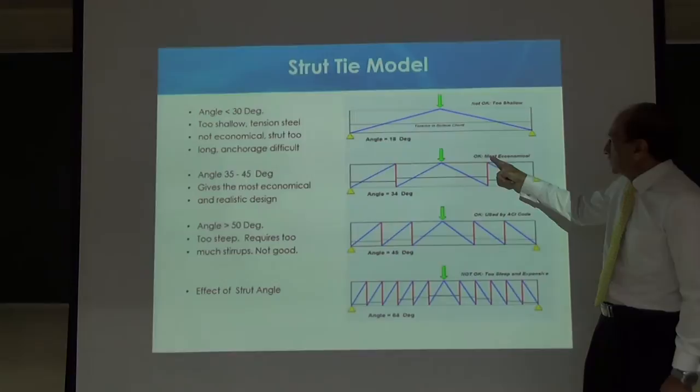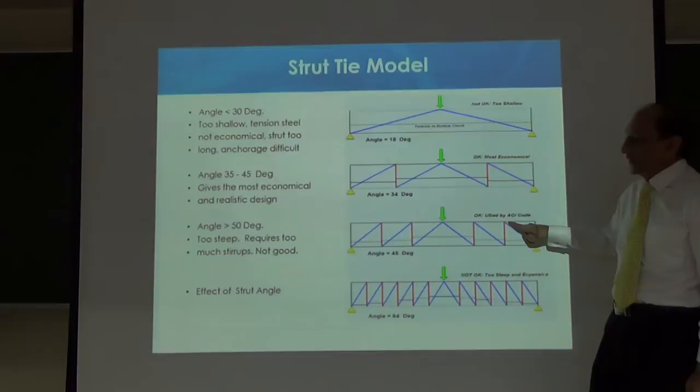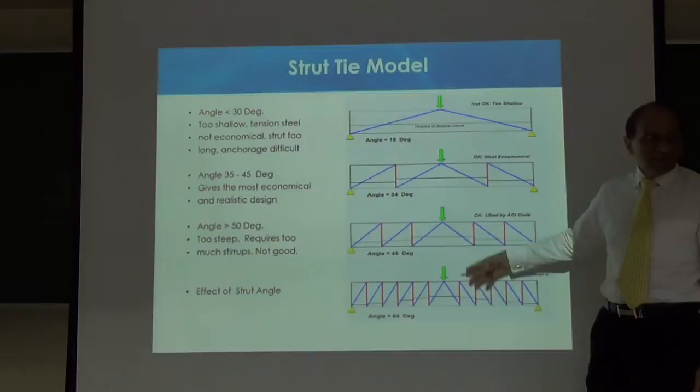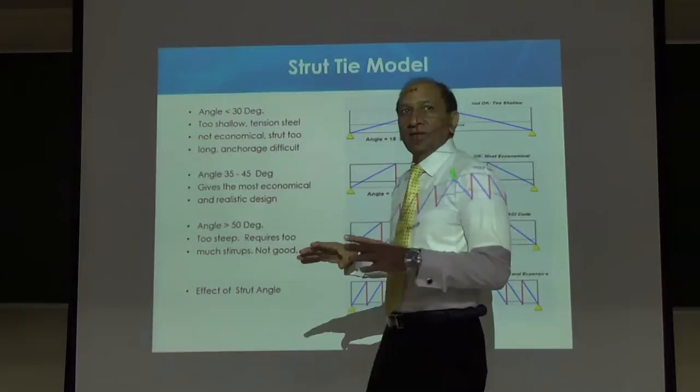This is best used by ACI at 45 degrees. So this is the most efficient design. This is the most easy design. This is the most efficient design. This will not work. This is too uneconomical in terms of getting the balance between vertical and horizontal reinforcement. You can see from this diagram. This, of course, is for one point load.